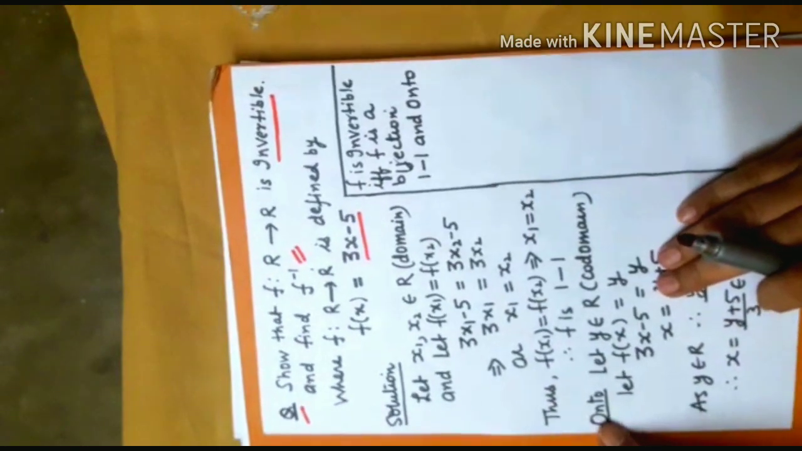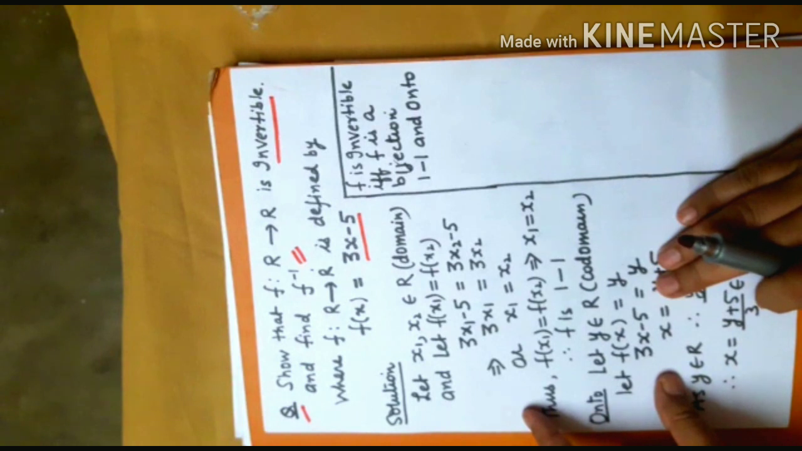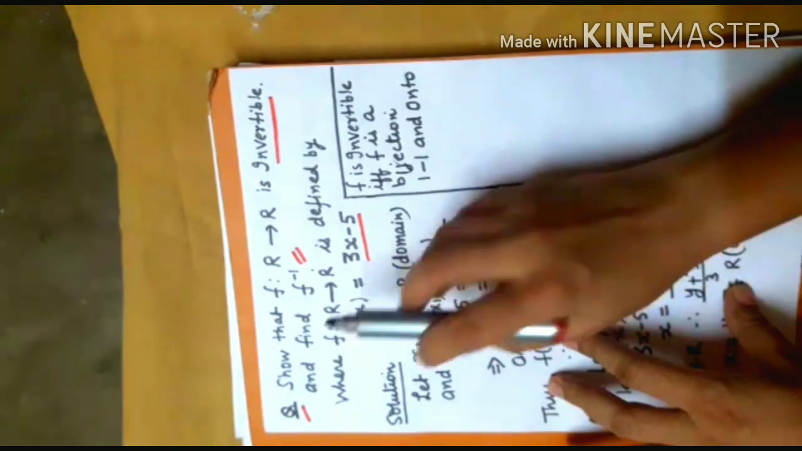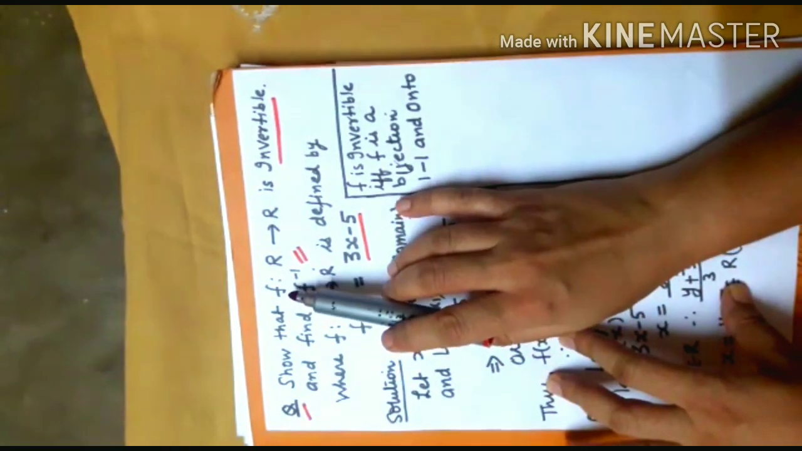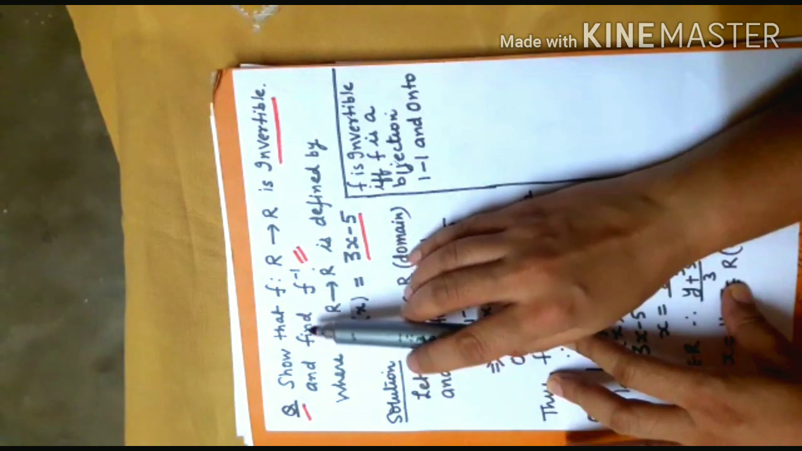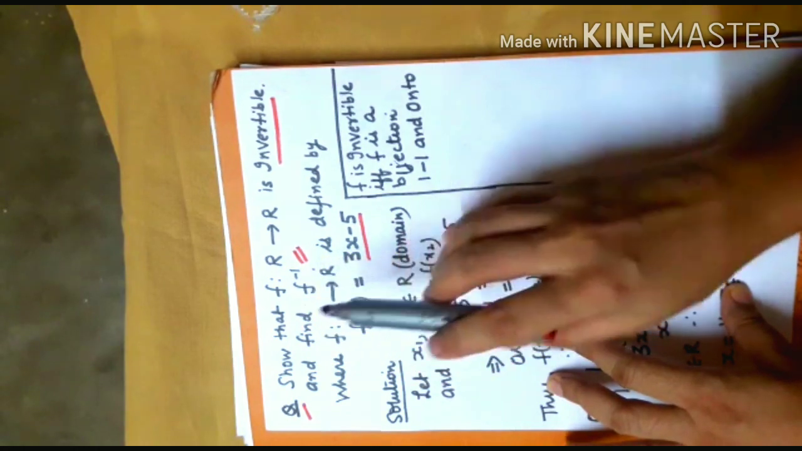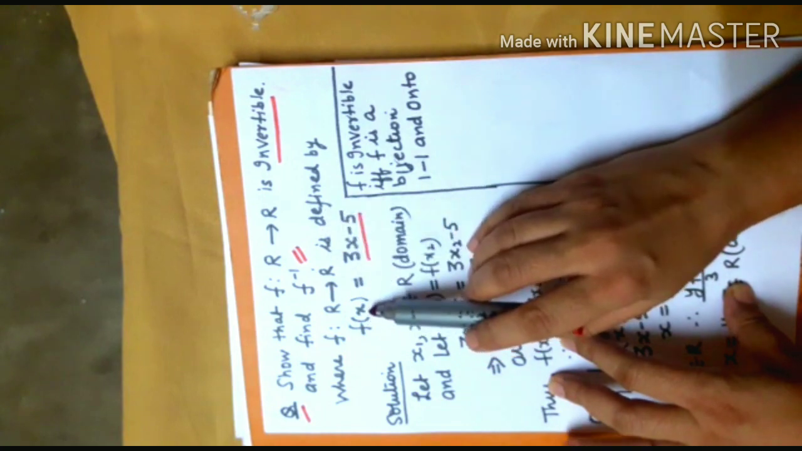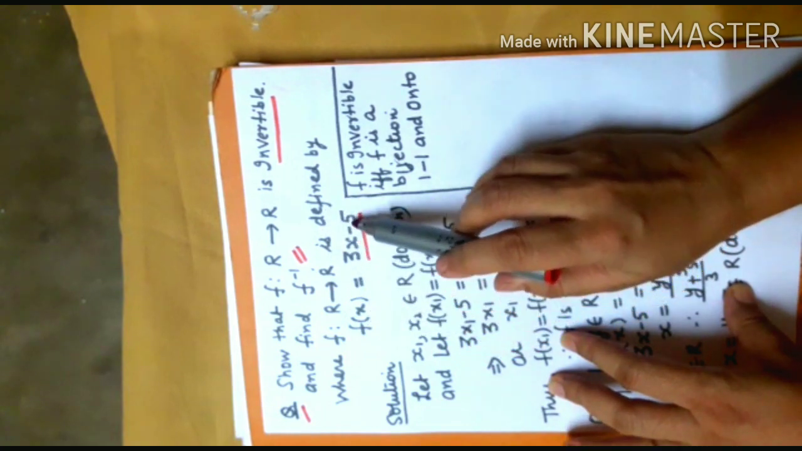In the last class, we discussed that a function is invertible if and only if it is a bijection. Now, today we will discuss a few questions. The first question is: show that the function f from R to R, defined by f(x) = 3x - 5, is invertible and find its inverse.